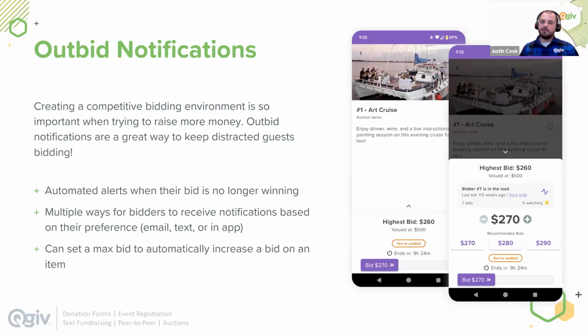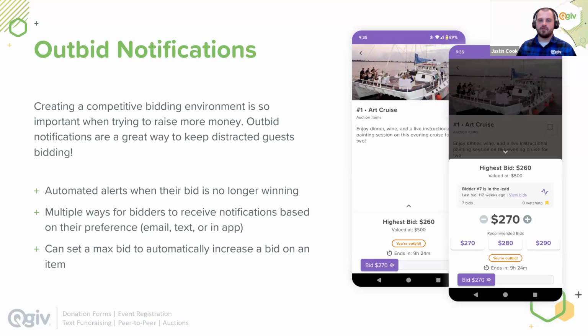One of the great things that I love about outbid notifications are the automated alerts of what happens. So, for example, if I bid on this art cruise, you can see that not only is there a call out on that item specifically that I'm outbid, I will also receive a push notification through the app or in other various ways, because we do offer email and text notifications as well, or whatever fundraising tools that you utilize, looking at the different ways that your bidders can receive those notifications. And then it all encourages them to hop back in and continue bidding on that item.